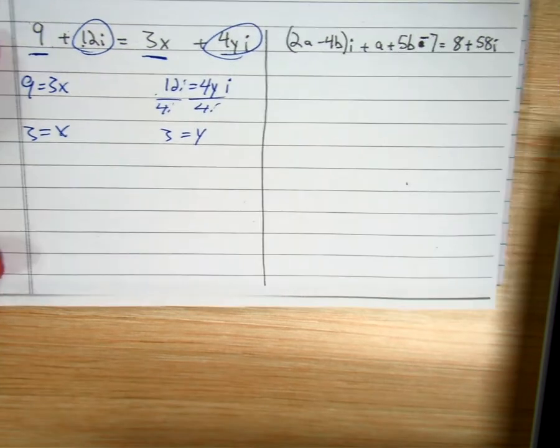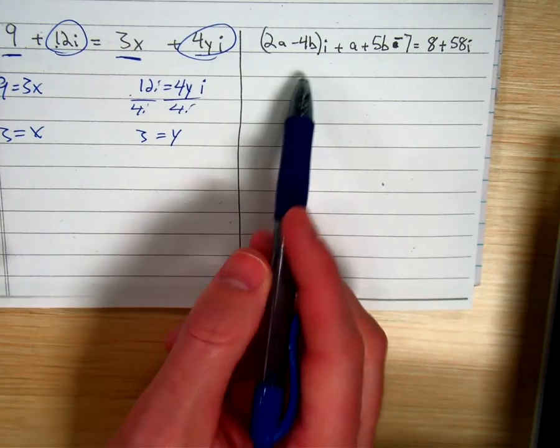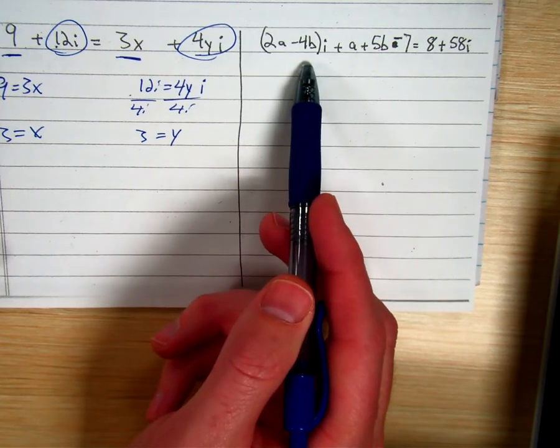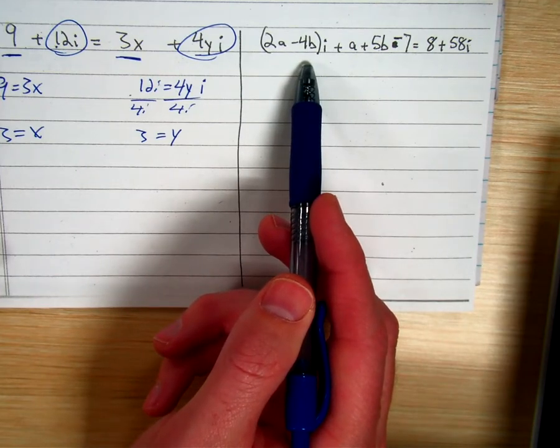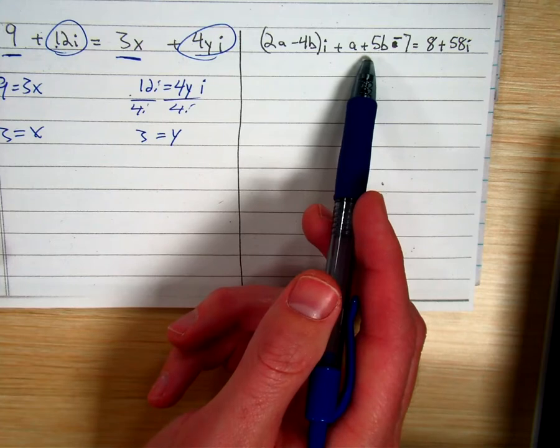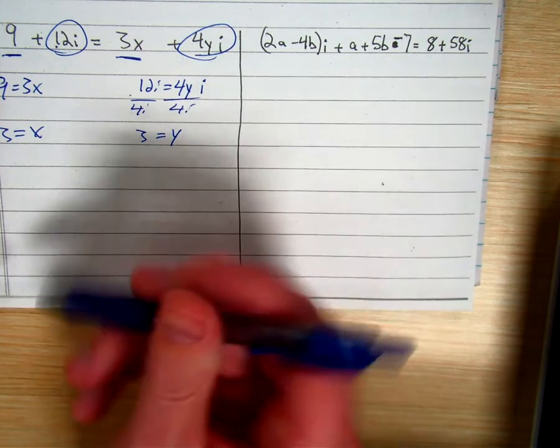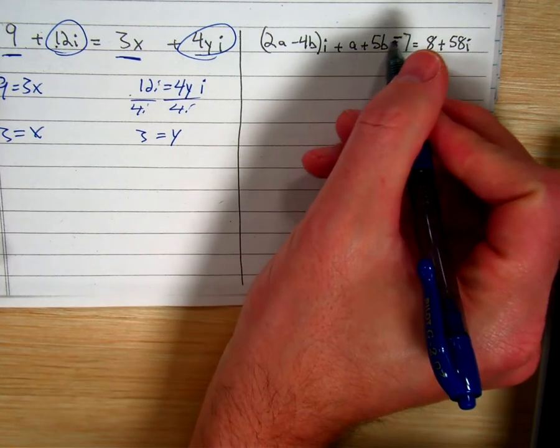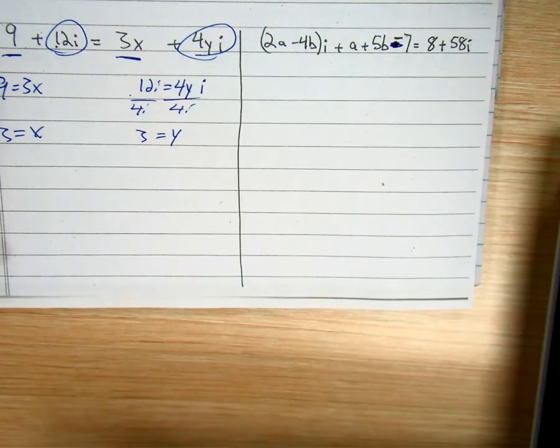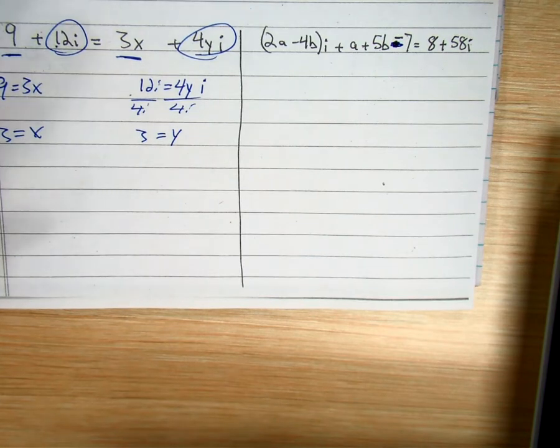Okay, this next one can be even a little bit more intimidating. So I have (2a minus 4b) times i plus (a plus 5b minus 7). That should be just a minus 7, not a times or anything there. Minus 7 equals 8 plus 58i. So we got a lot going on.